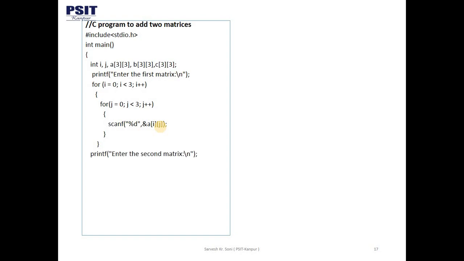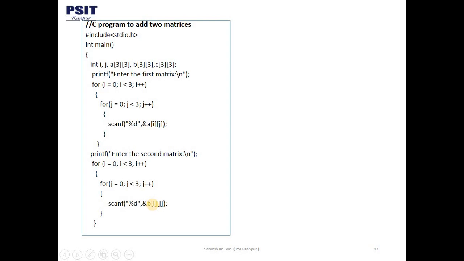Similarly, we have to give the second matrix from the keyboard and store it in a similar manner in another matrix B, right? So again, two loops are required: i equal to 0 to i less than 3, i plus plus. Inside that loop I have given another loop, j equal to 0 to j less than 3, j plus plus, and scanf, and stored in a different matrix, B in this case.